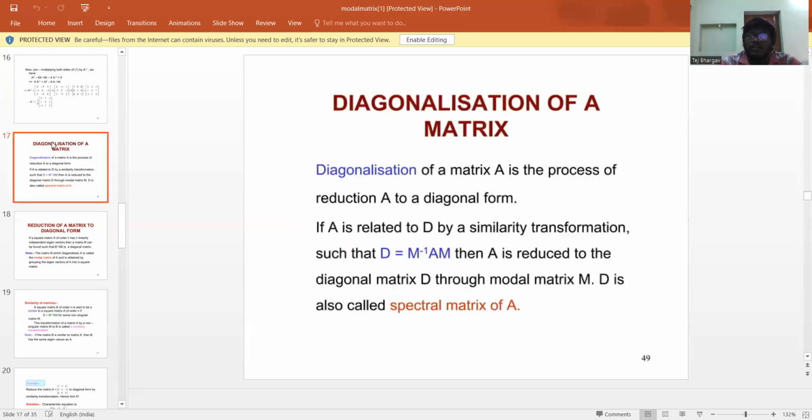Diagonalization of a matrix. Diagonalization of matrix A is the process of reducing A to a diagonal form. If A is related to D by a similarity transformation such that D equals M inverse AM, then A is reduced to the diagonal matrix D through the modal matrix M. D is also called a spectral matrix.